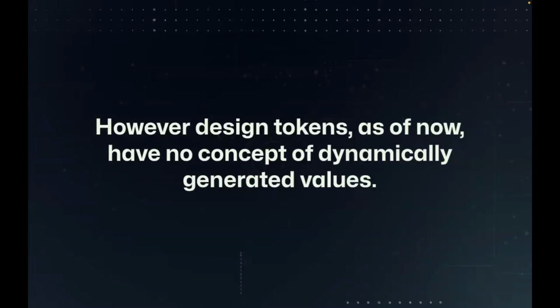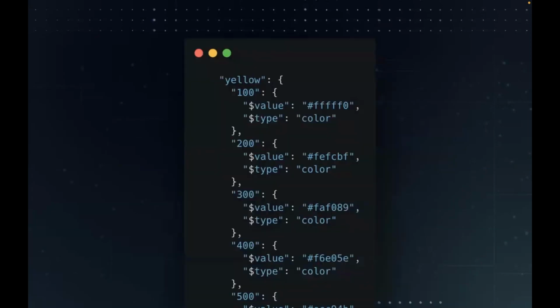However, design tokens, as of now, don't really have a concept like that. There is no concept of dynamically generated values and storing these in our design token files. For example, this scale that we see right here is something that could be based on one of these scales, but we won't ever know. And if we wanted to change one of these base values, we would have to recreate everything again, painstakingly doing that for each and every token.